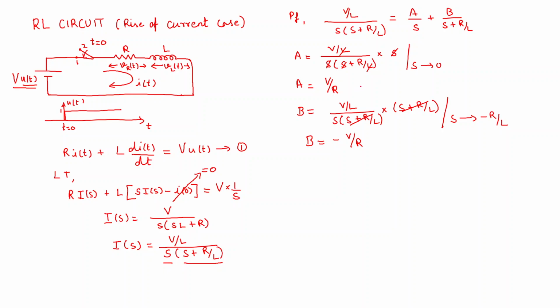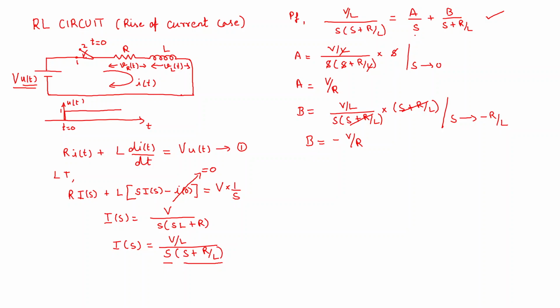Students can either use this method or they can use a method like cross multiplying this term and then equating the S coefficients and constants to get the value of A and B. Any method the student can use to find the value of A and B here. So I have used like this.